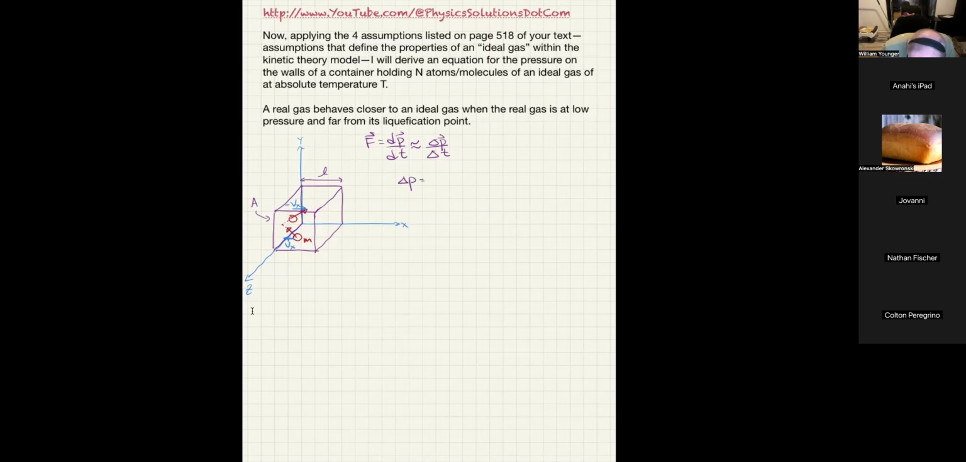The change in momentum is supposed to be P final minus P initial. And if you notice, I drew the initial velocity as going in the negative x direction, and the final velocity is going in the positive x direction.